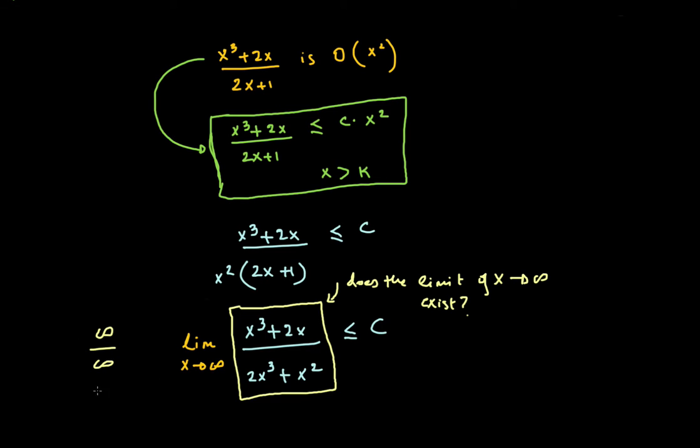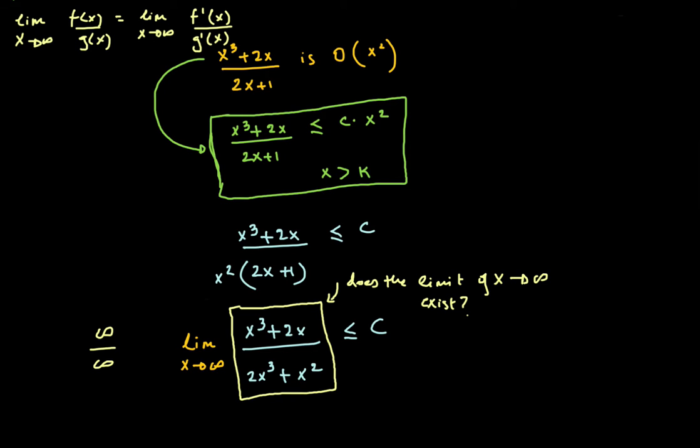I have an indeterminate form. The moment you have indeterminate form, I can make use of the following expression, which is L'Hopital's rule. So limit of x going to infinity of f of x over g of x is equal to limit of x going to infinity of f prime of x over g prime of x.